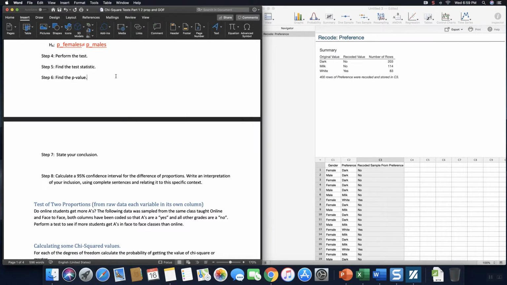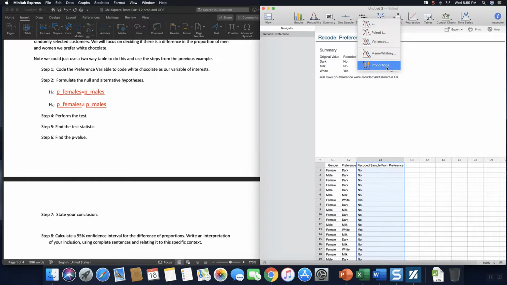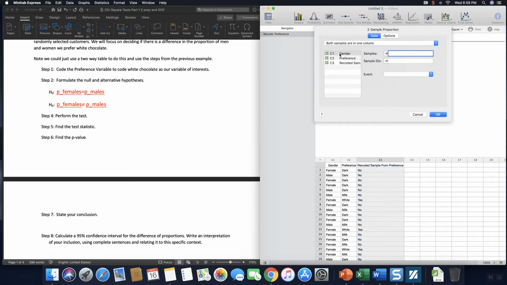Close. Go away. Alright, let's perform this test. I'm on step 4. About time. So, we're going to go to the two sample button and get our two proportion action on. I want my sample to be my white chocolate lovin'. That's my sample stuff. And then sample ID, remember this separates and creates your two groups. It's going to create my male and female groups. The event I'm interested in is yes, I want to have them like white chocolate.